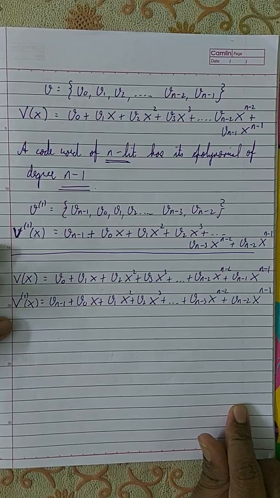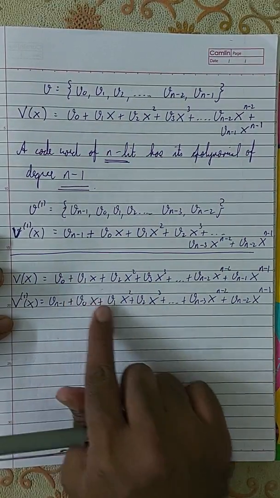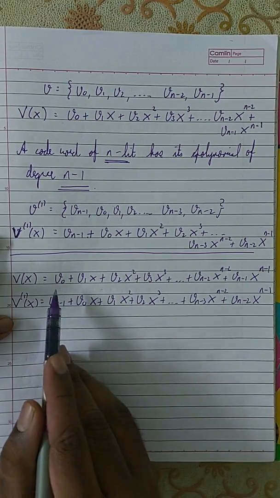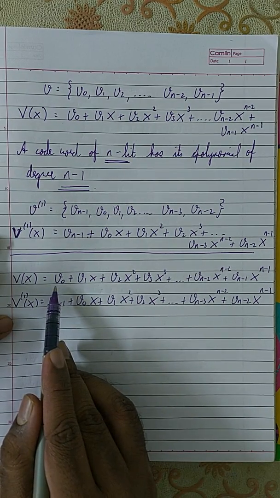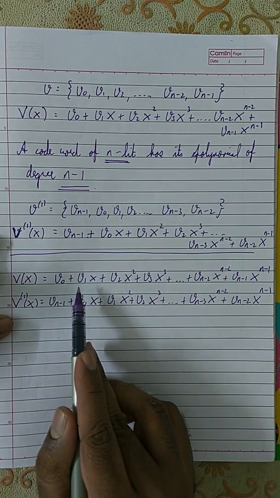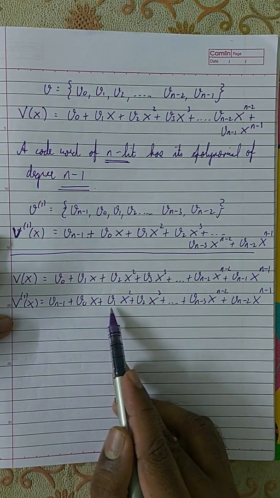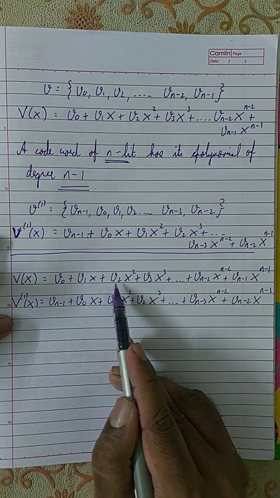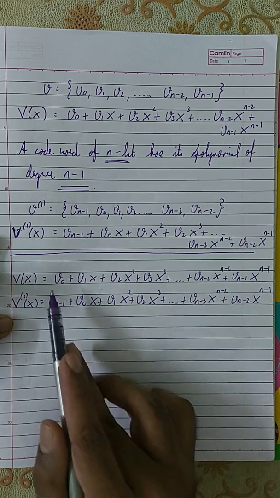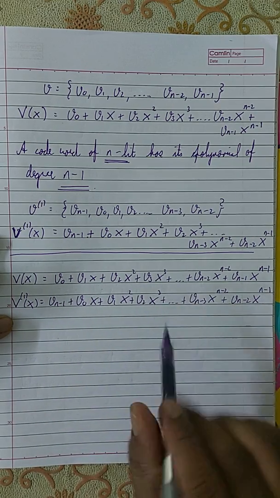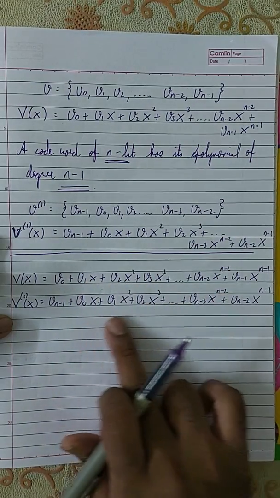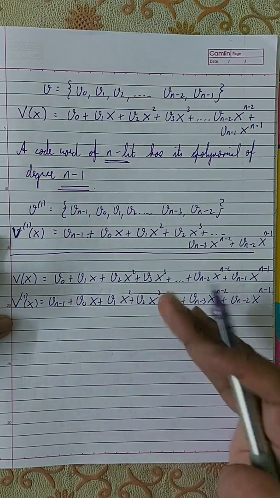Okay, so how to derive this code word from here, that is what I'm going to tell you right now. If you simply compare these two, you can see that here v0 is alone, but here v0 is multiplied by x; here v1 into x, but here it is v1 x square; here it is v2 x square, but here it is v2 x cube, which means every term over here is multiplied by a single x. So what I will do is, I will do that step.